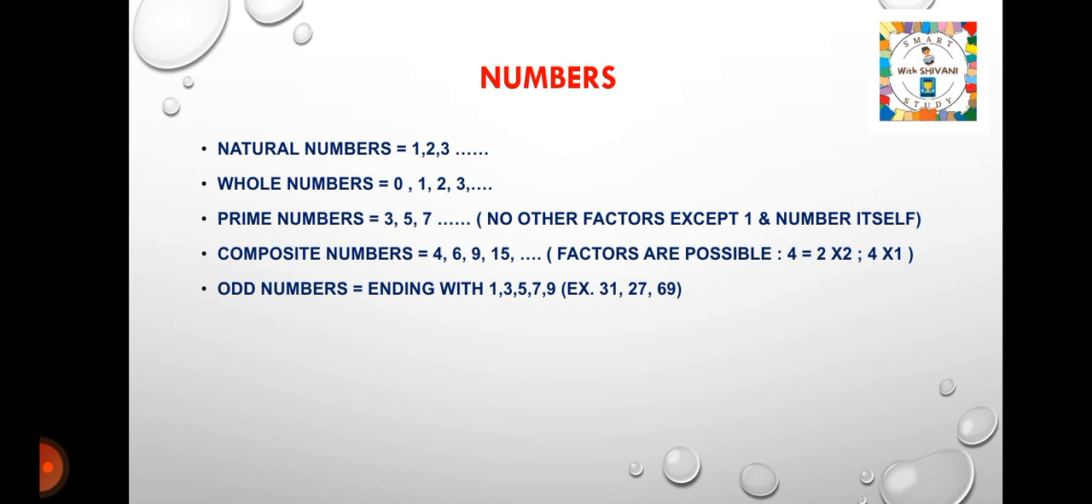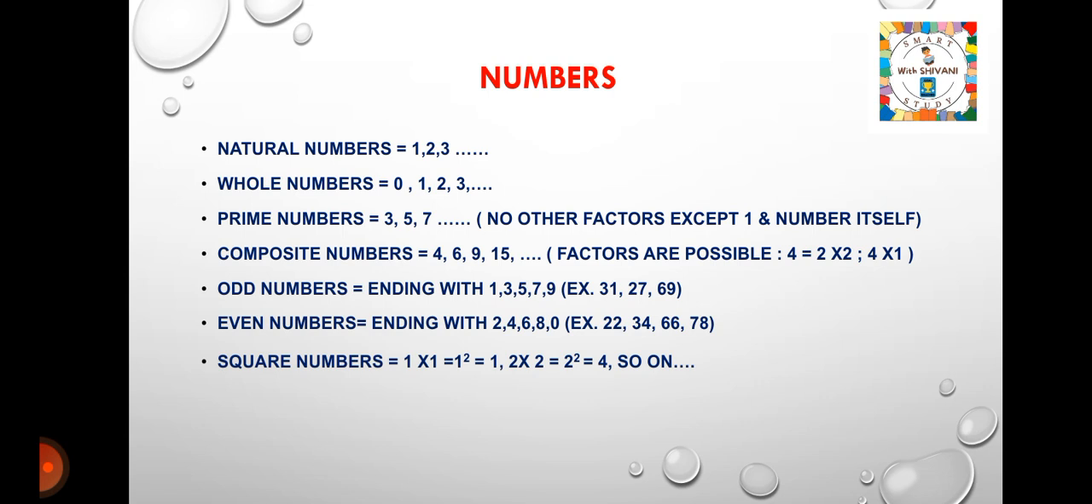Odd numbers are those numbers ending with 1, 3, 5, 7 and 9, like 31, 27, 69, 71, 73. Even numbers are those numbers ending with 2, 4, 6, 8 and 0, like 22, 34, 66, 78, 50, 100 and so on. Square numbers.